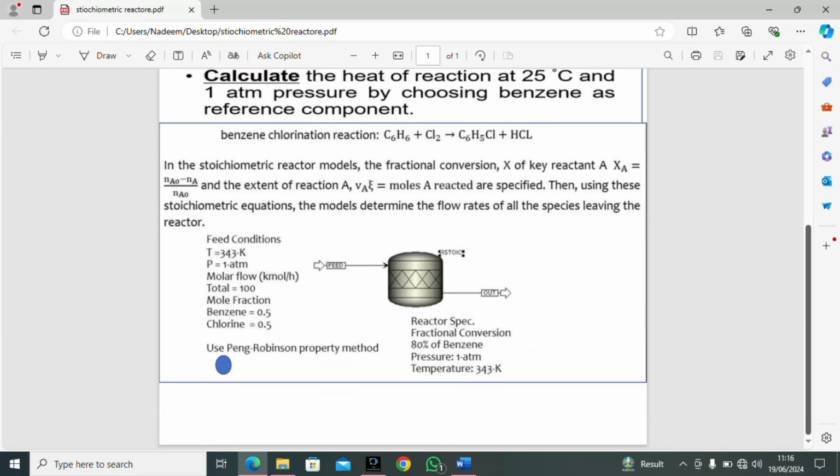So we have the feed conditions. Temperature is 343 Kelvin, pressure is 1 atm, and the total molar flow rate is 100 kmol/hr, with mole fractions of benzene 0.5 and chlorine 0.5, using the Peng-Robinson method. The specification of the reactor is 80% fractional conversion of benzene at pressure 1 atm and temperature 343 Kelvin. So now we move toward our simulation.